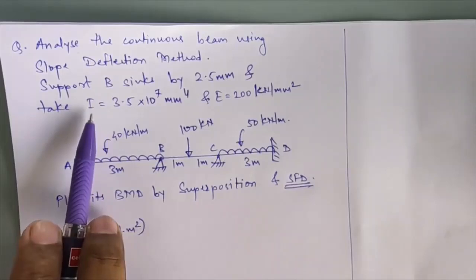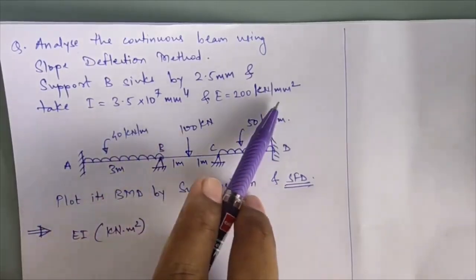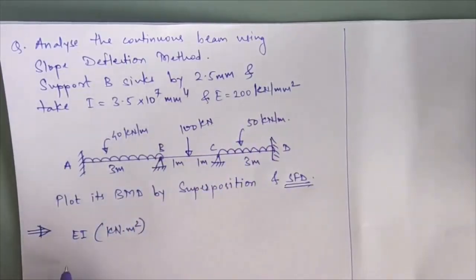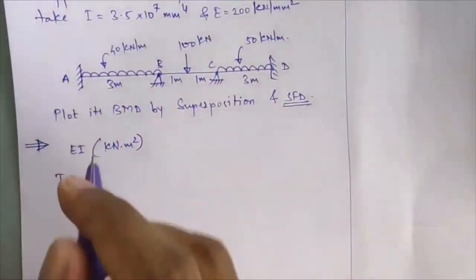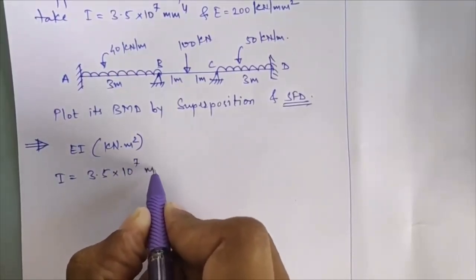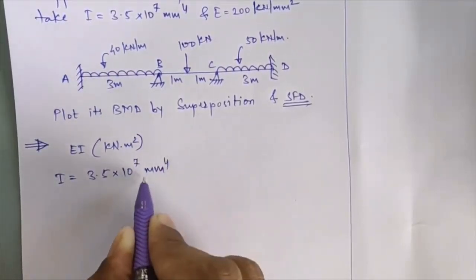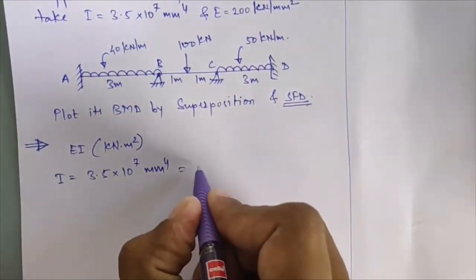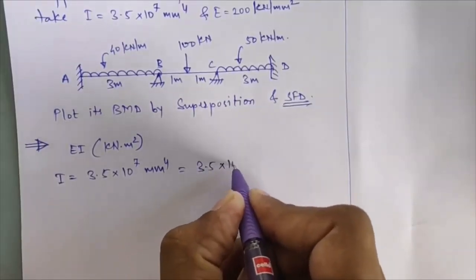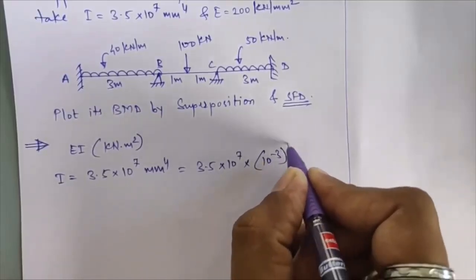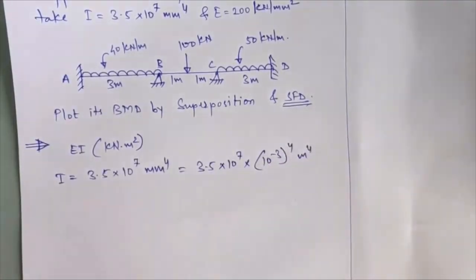Now if you observe, this is given in mm raised to 4 and this is given in mm square. So we need to convert that into meters. We'll see first the I value, that is given as 3.5 into 10 raised to 7 mm raised to 4. If I want to convert mm to meter, that becomes 10 raised to minus 3. So this will be 3.5 into 10 raised to 7 multiplied by 10 raised to minus 3, whole raised to 4, converted to meter raised to 4.